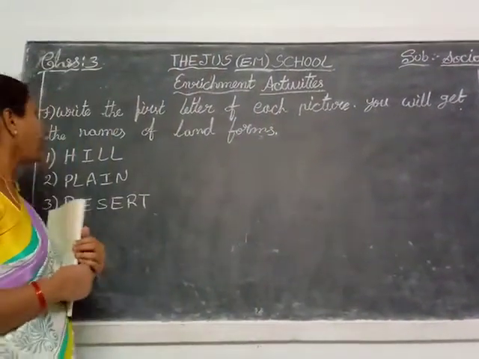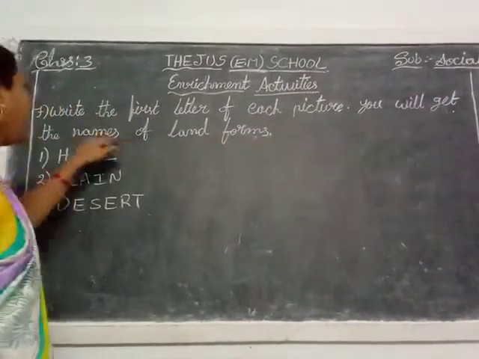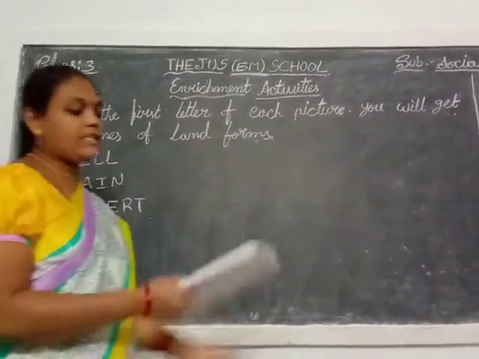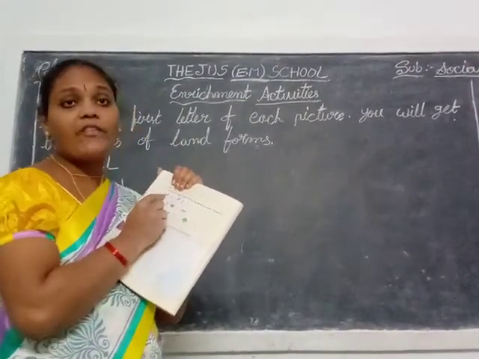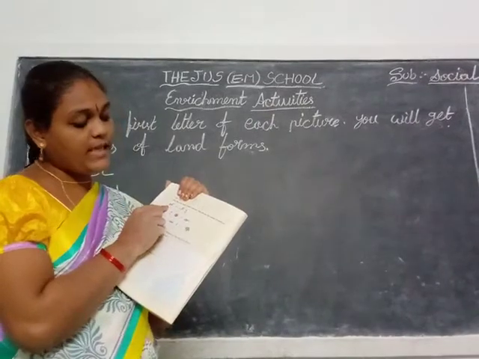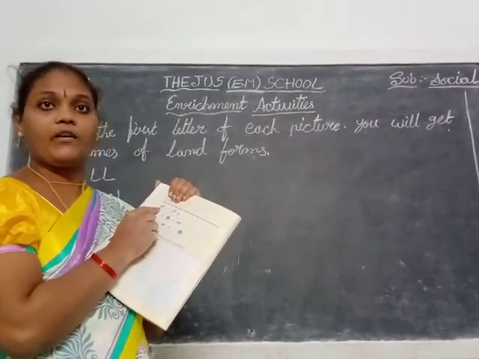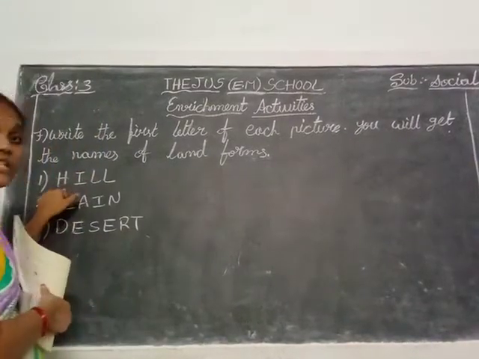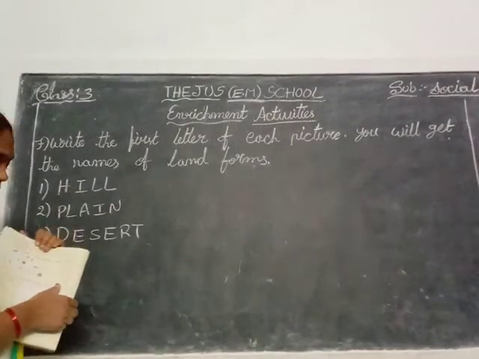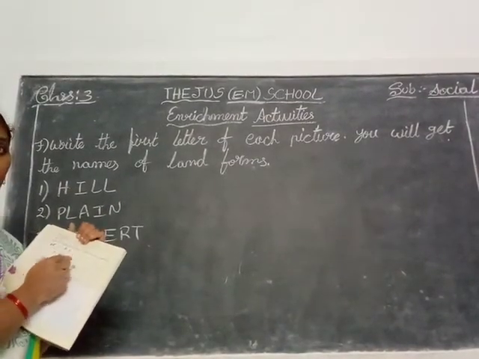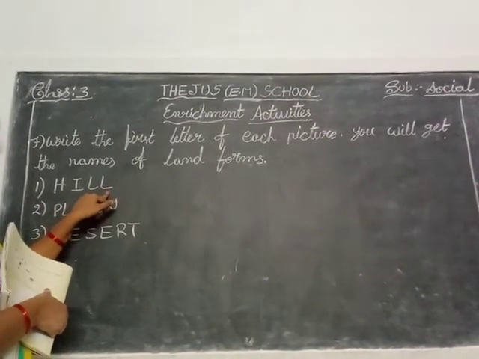Next, F. Roman, children. Write the first letter of each picture. You will get the names of landforms. See here, some pictures are there. So each picture's first letter. First, what is that? Horse. So H is the first letter. And ice cream. I is the first letter. Lion and panther. So H-I-L-L. Hill. Okay, children, first one.